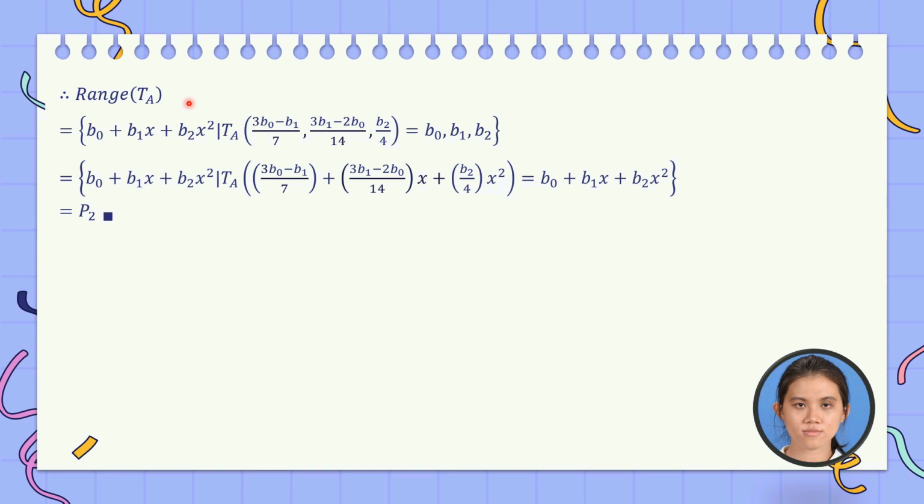Lastly, as a conclusion, we need to write the range of TA in a proper way. Thus, we can say that range of TA is B0 plus B1x plus B2x squared in the condition of TA equal to B0 plus B1x plus B2x squared. Then we can say that the range of TA is equal to the P2.